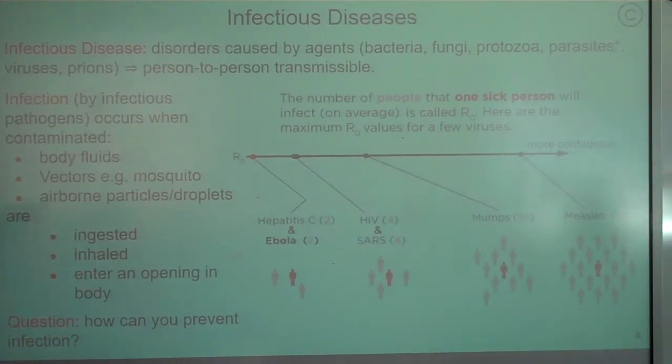Now, infectious disease, fine, caused by infectious agents. They are person-to-person transmissible, okay? Infection by infectious pathogens occurs when you get these infected body fluids. Vectors can carry things around, like mosquitoes, or in fact pretty much anything that carries an infectious agent around is classed as a vector. So when you have a cold, you're a vector. Airborne particles and droplets get put out into the environment, and they get inhaled, or in some cases they might get through a break in the skin and be transmitted that way. Ingested, so basically eaten, inhaled, or entering an opening in the body through a cut or something like that. And so those are the main ways you can get sick.